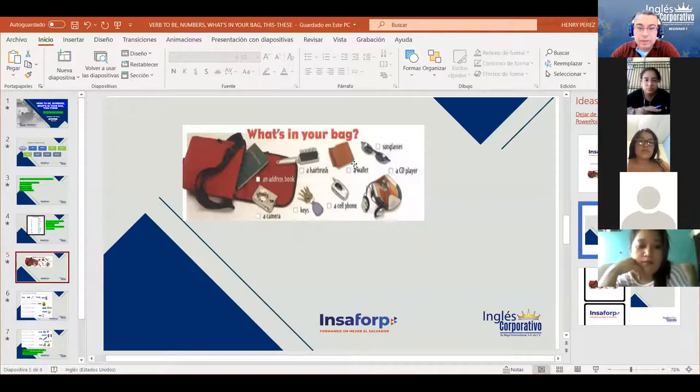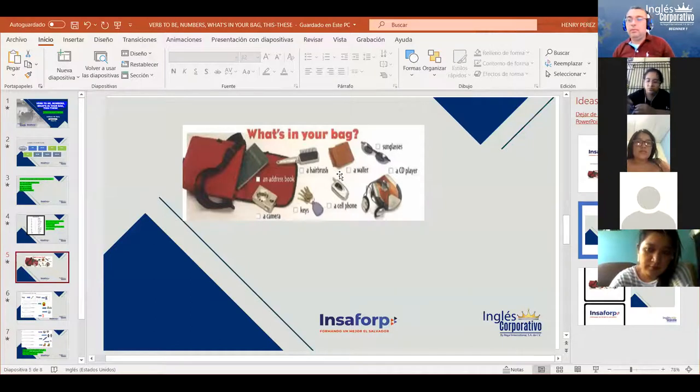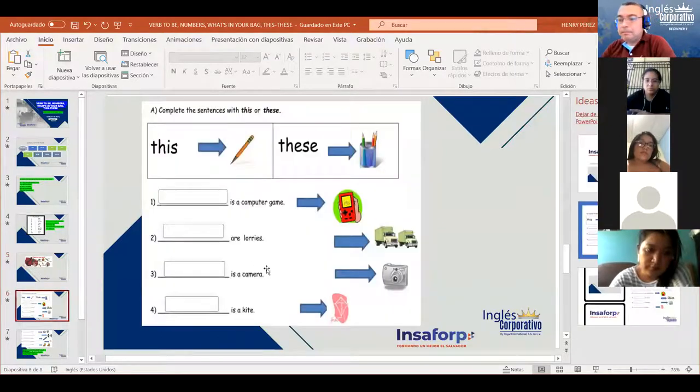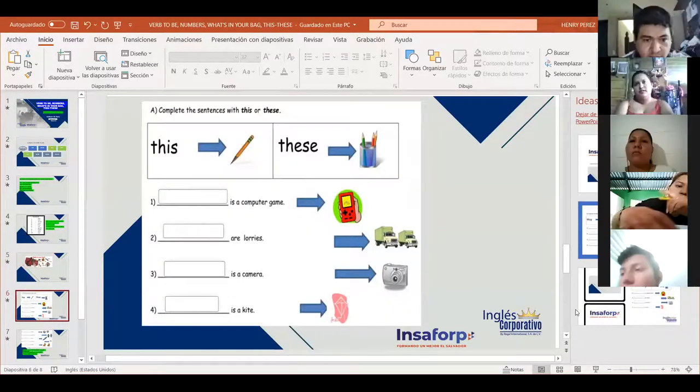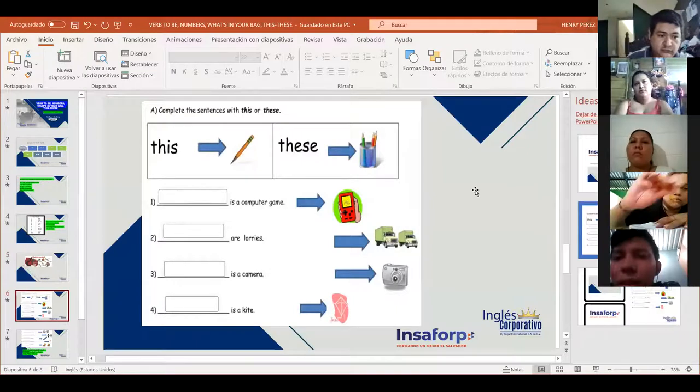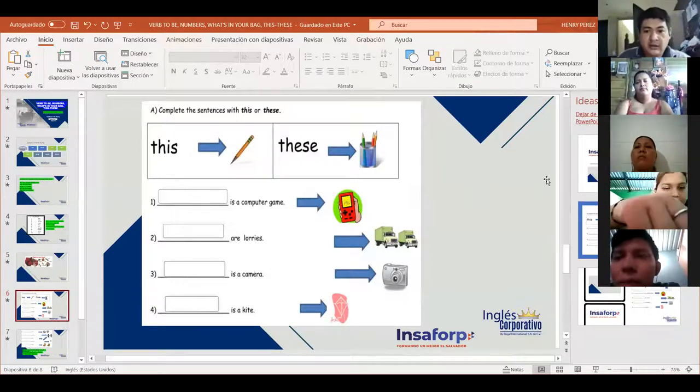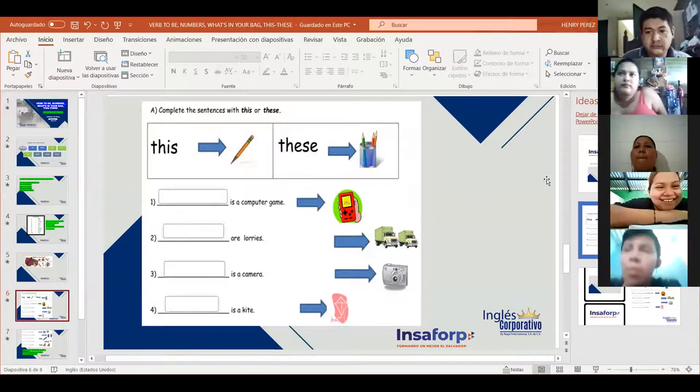These are just objects. Can someone give me an object on the screen utilizando el this? Esto es un lápiz o what? Can someone give me an example utilizando el this? Singular? Tammy? Ajá, la veo ahí. Tammy, go ahead, Tammy. Unmute, please.